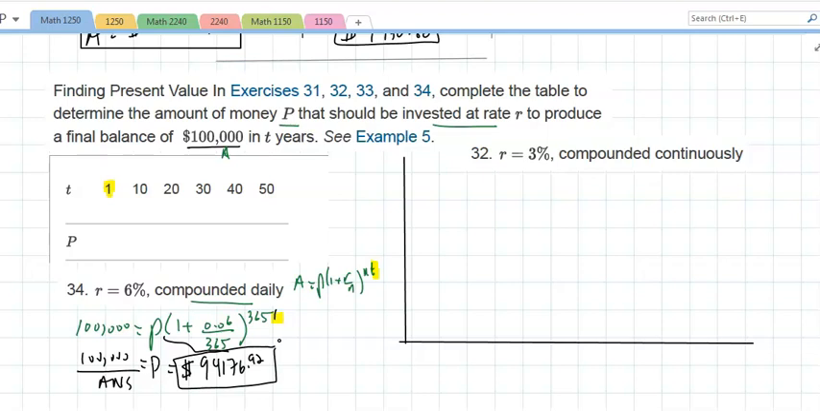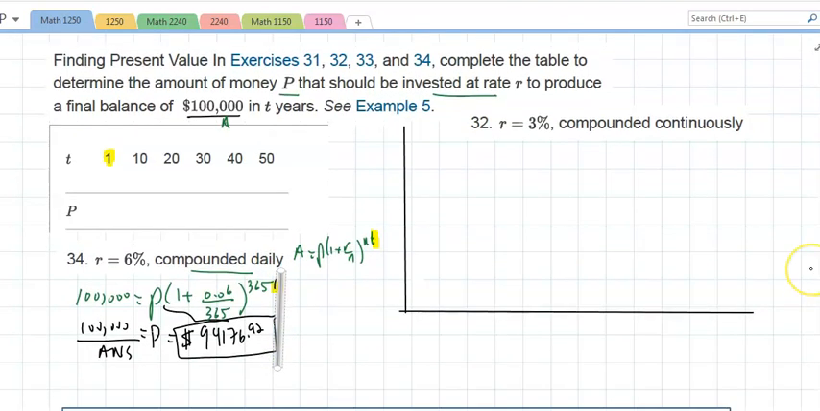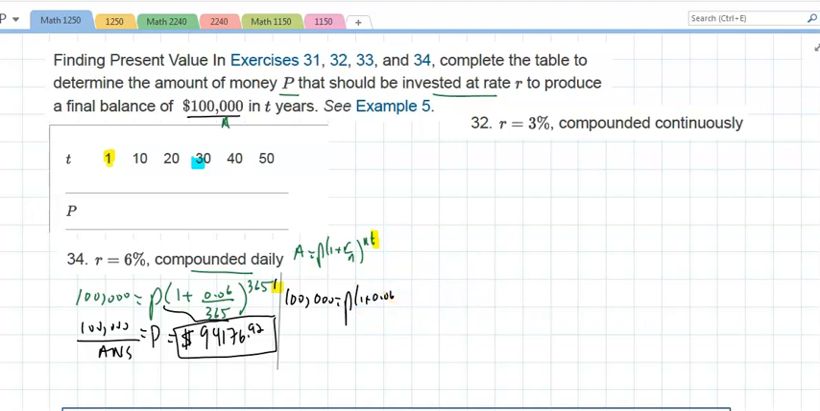And what if they altered that? What if they said, let's pick another one, let's say 30 years. Well, 100,000 will equal P into 1 plus 0.06 divided by 365 raised to the 365, and what will change in this case, we could put 30 in there.